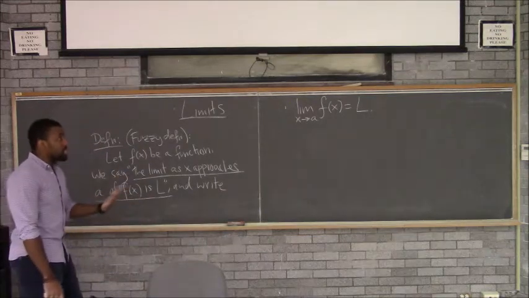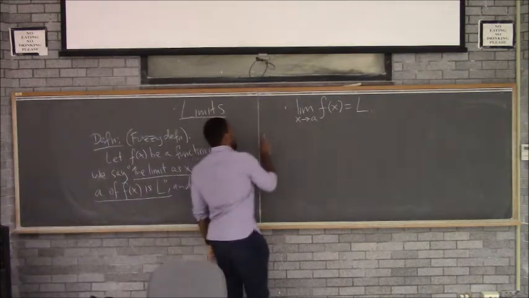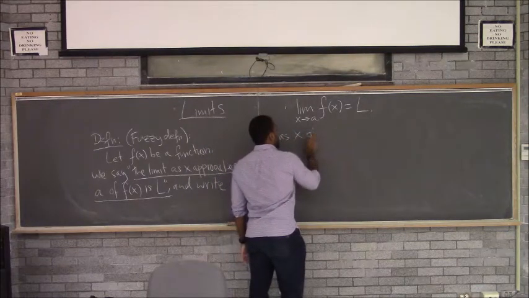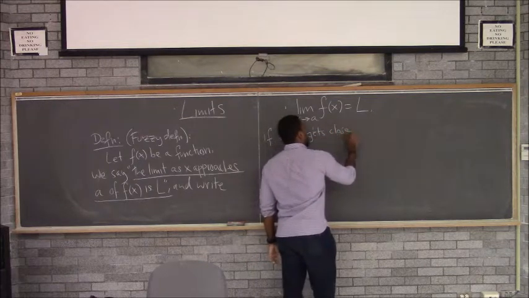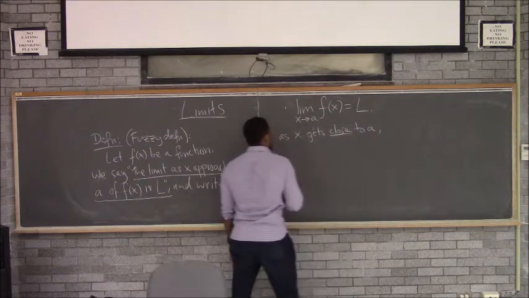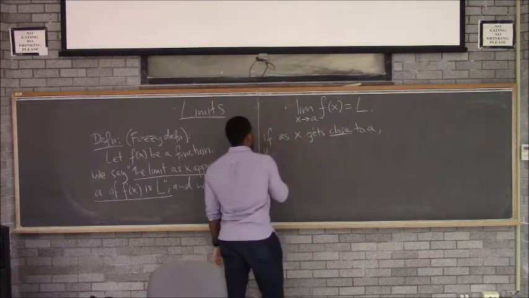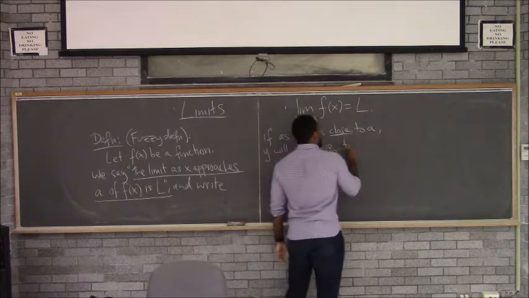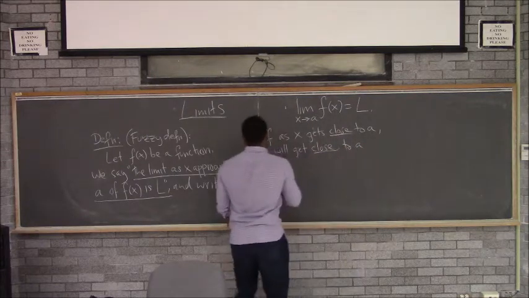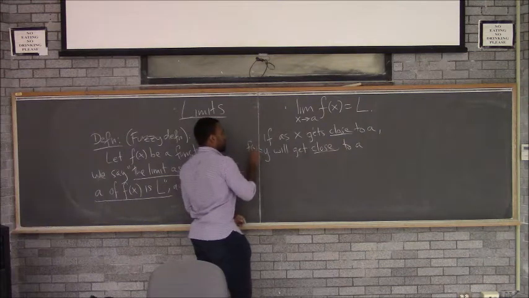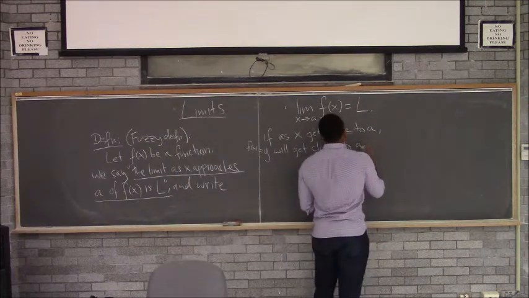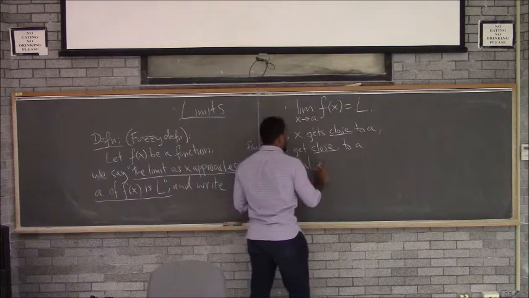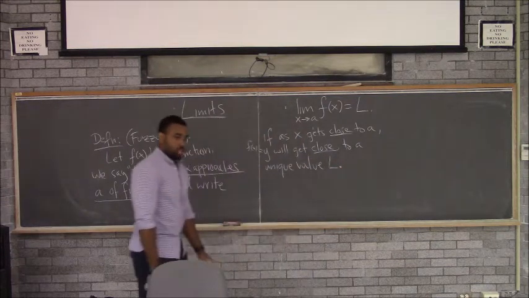What does that mean? What does it mean to say that? If, as x gets close to a, y will get close to a, well, the y value, I mean, so y equals f of x, will get close to a unique value, L. So that's what it means.